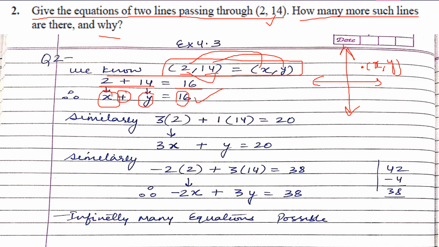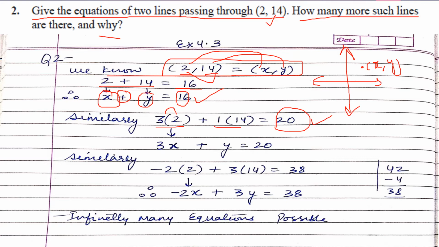I can say 3 into 2 plus 1 into 14. From my side I have done it. You can do anything like 5 into 2 plus 2 into 14, anything you want. Okay, now say 3 times 2 is 6, plus 14, is how much? 20. This is also an equation.